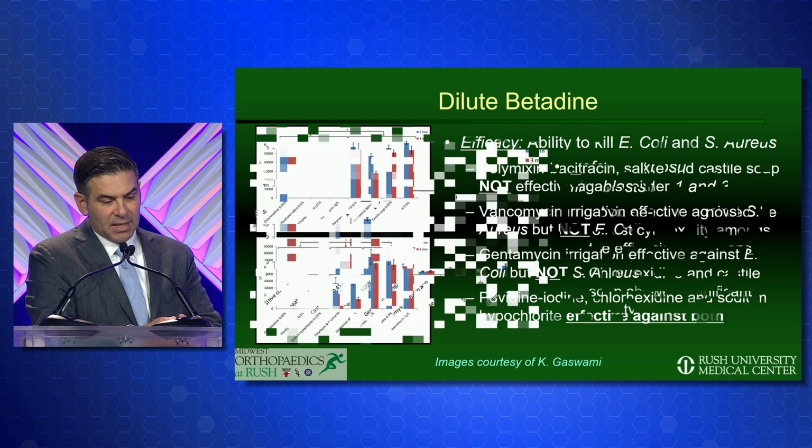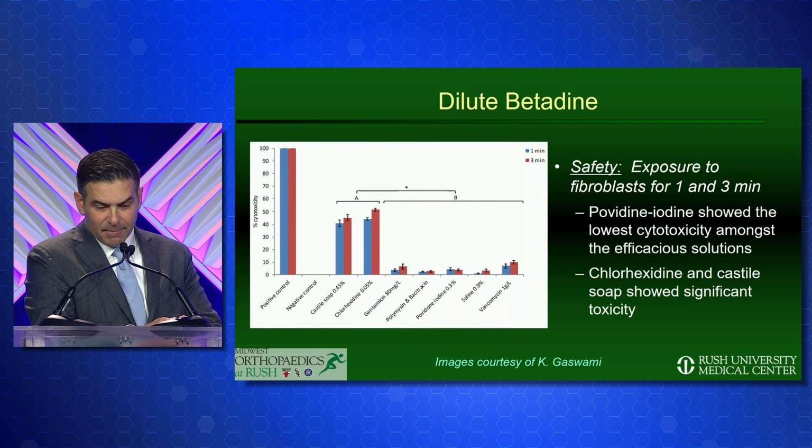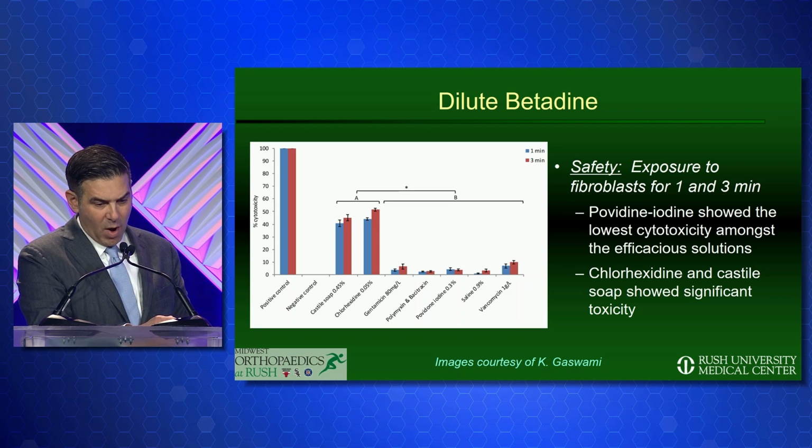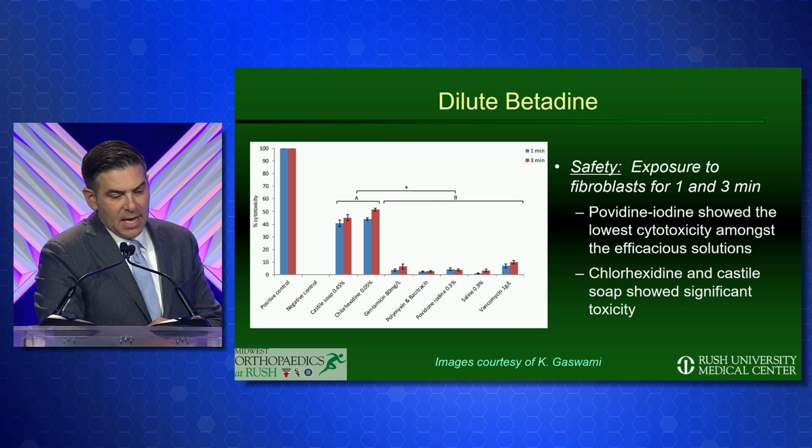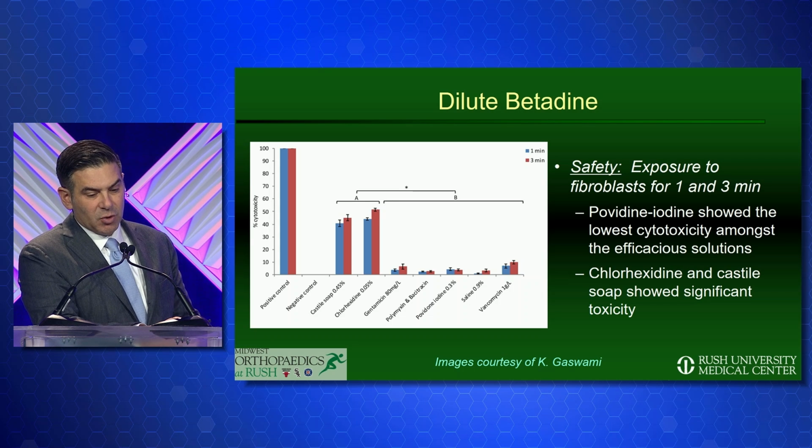So the next step in this study was to look at safety, and they exposed all these different solutions to fibroblasts for 1 minute and for 3 minutes. And basically, povidone iodine showed the lowest cytotoxicity amongst the efficacious solutions, and chlorhexidine and Castile soap showed significant toxicity to the soft tissues.